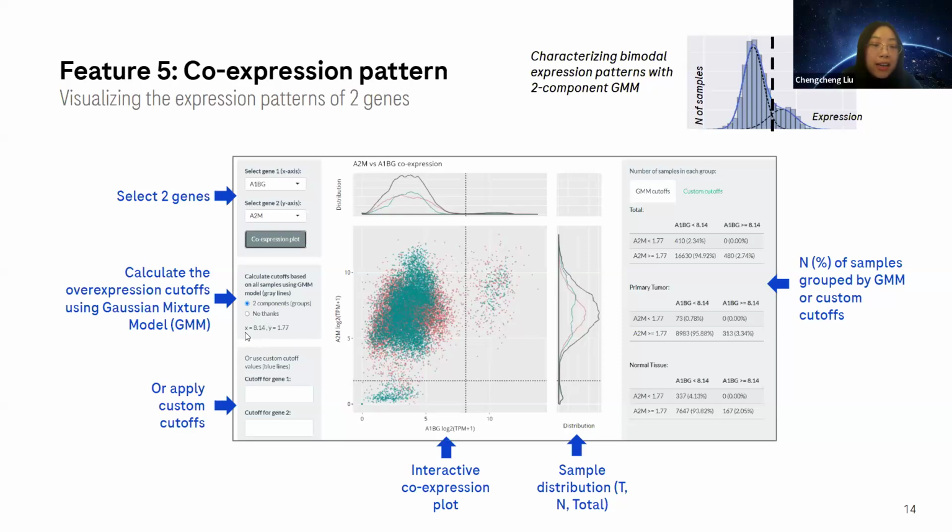Here we apply a different method, the Gaussian mixture model, to determine the cutoffs. This works especially well for genes with bimodal distribution, and this one is an example. And on the right, it gives us the 2x2 table with number and percentage of samples using the cutoffs.